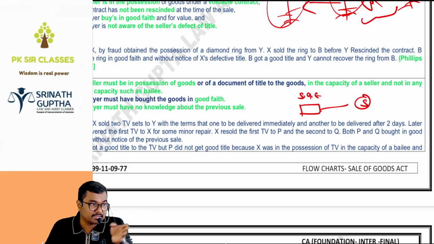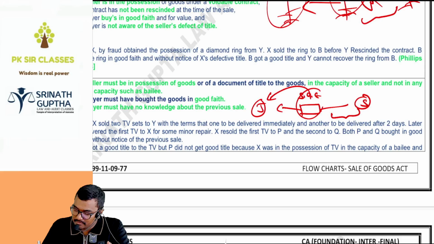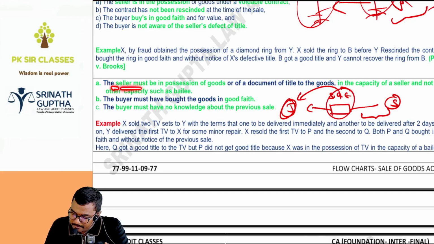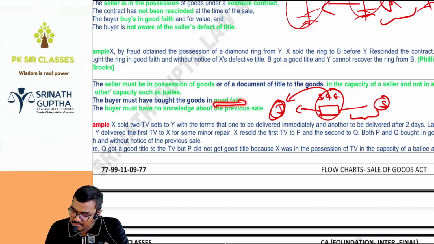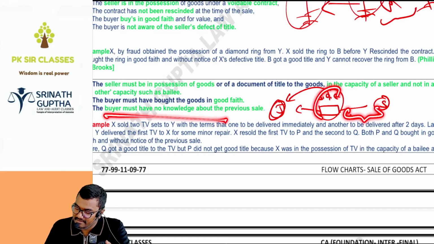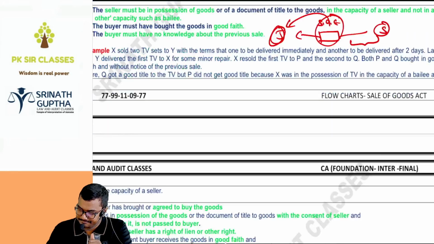Subsequently, Jashwant came. He paid more money and the seller sold the same TV to Jashwant. Jashwant doesn't know about this sale. Even though the seller is not the owner of the TV, Jashwant will get the ownership. See, the seller must be in possession of the goods in the capacity of the seller, and the buyer purchases the goods in good faith, not knowing about the previous sale. Clear? We discussed yesterday.